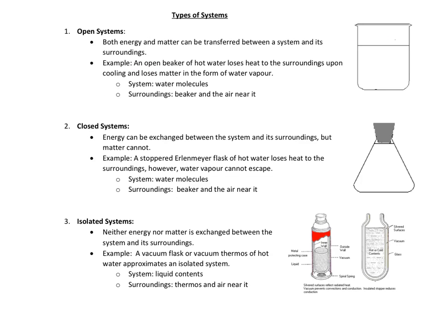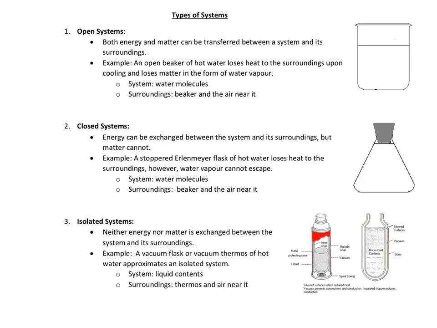There are 3 different types of systems: an open system, a closed system, and an isolated system. An open system is a system where both energy and matter can be transferred between the system and its surroundings. An example of this would be an open beaker of hot water. An open beaker of hot water can lose heat to the surroundings upon cooling, and it can lose matter in the form of water vapor.